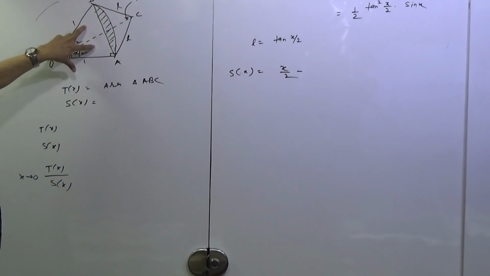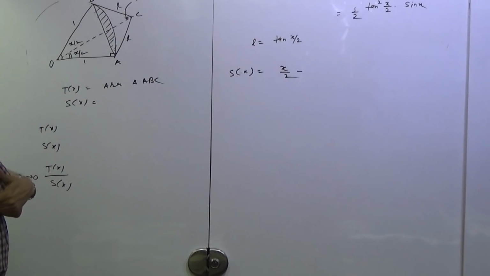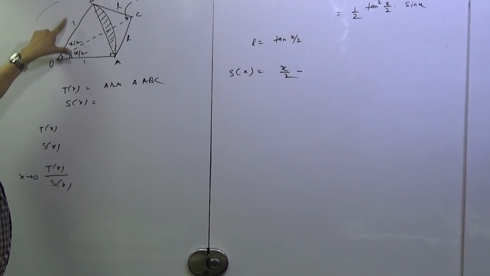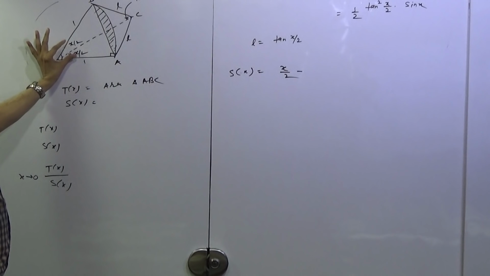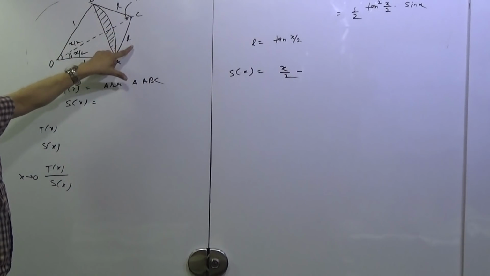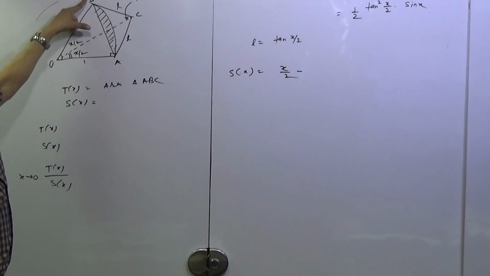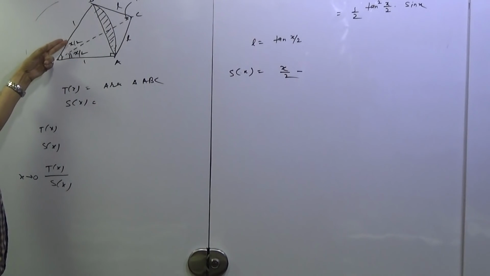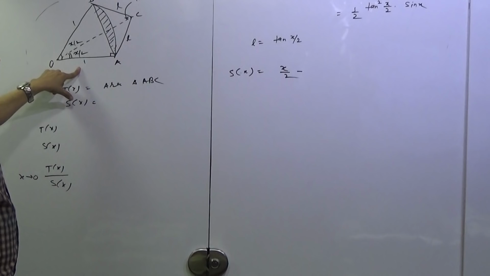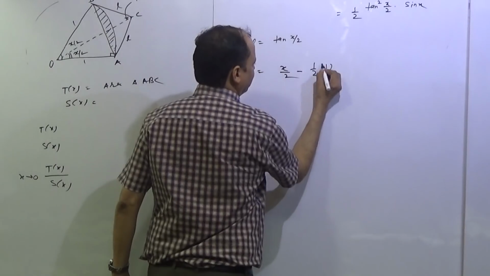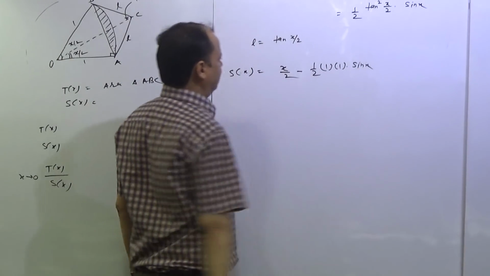Can you find the area of this triangle? It will be an isosceles triangle, so 1, 1 and the angle. You know this angle, and you know these two sides. How will you find the area? L square sine pi minus x. And what will be the area of this triangle OAB? 1 and 1, and then the angle x. What do you get? Half into 1 into 1 into sine x. I guess you got the point.